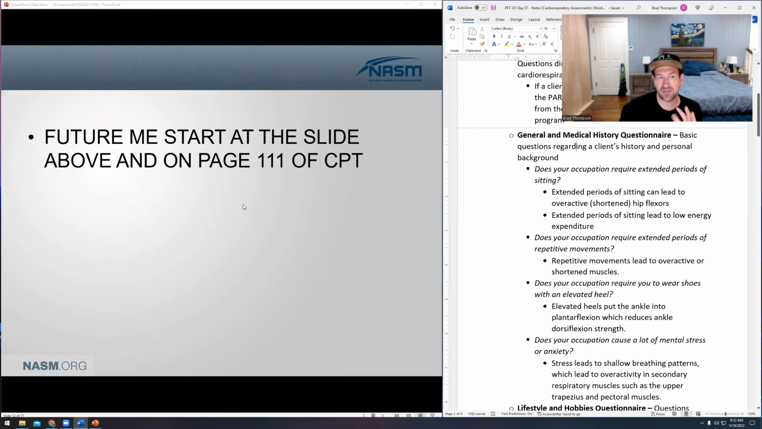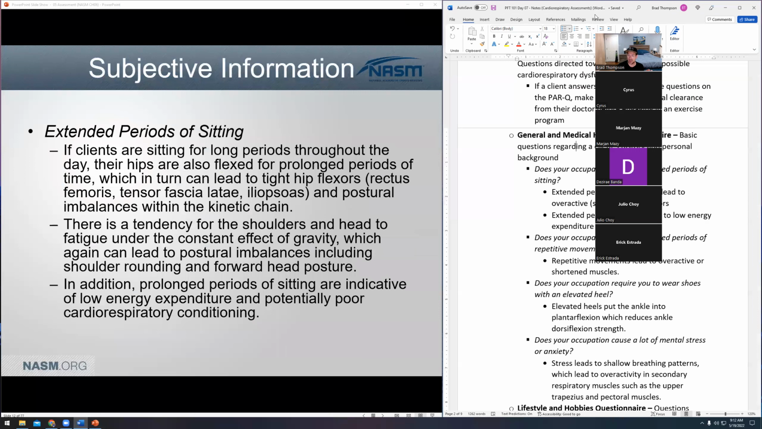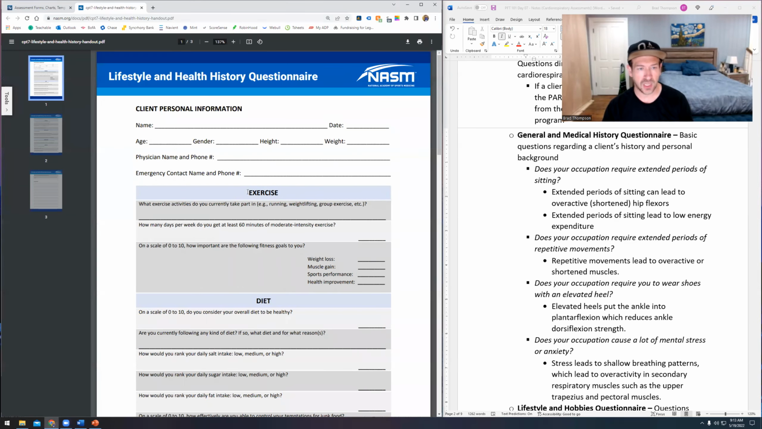So this is going to have directly to do with, again, if my client has really tight hip flexors, and they've got a really bad anterior pelvic tilt, how'd they get there? What made that happen, right? Well, chances are they have a job that requires extended periods of sitting. We know if they're sitting in hip flexion all day, it would make sense that they're going to have this postural distortion. So that's one of the questions we ask. We can actually see it on the health history handout.